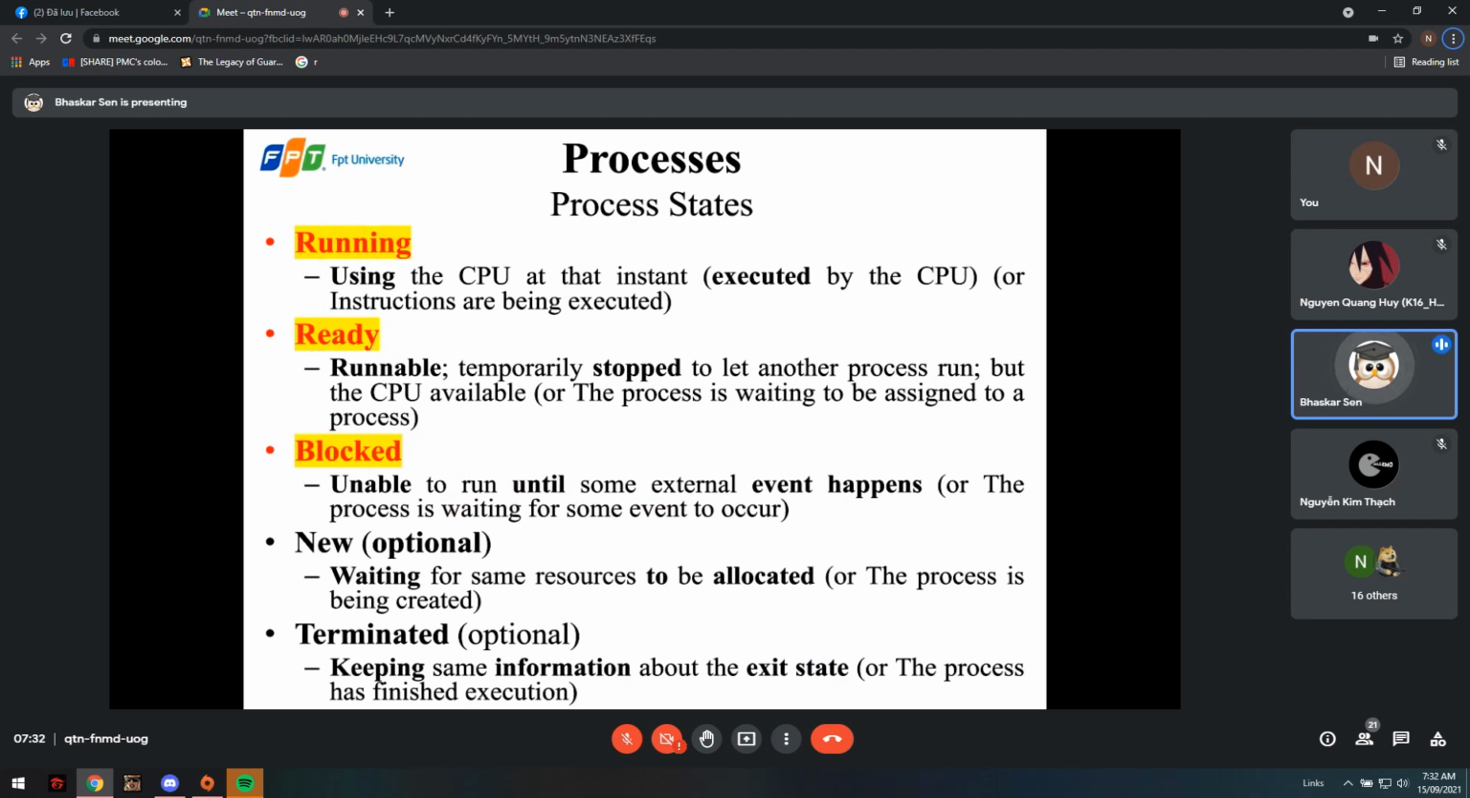Let's talk about process states. How many different states do we have for a process? Well, as we mentioned earlier, there are three major states, or I should say three stable states, and two of them at the bottom we say are optional. Basically, they are transitional states.